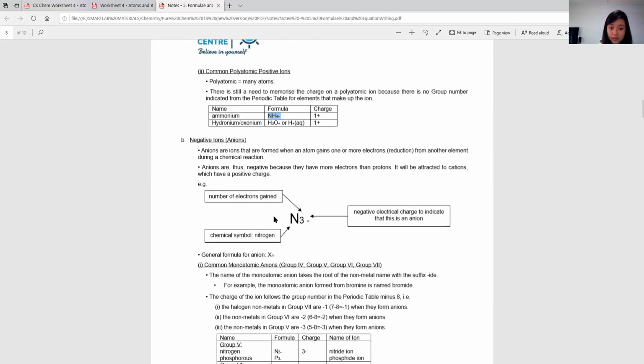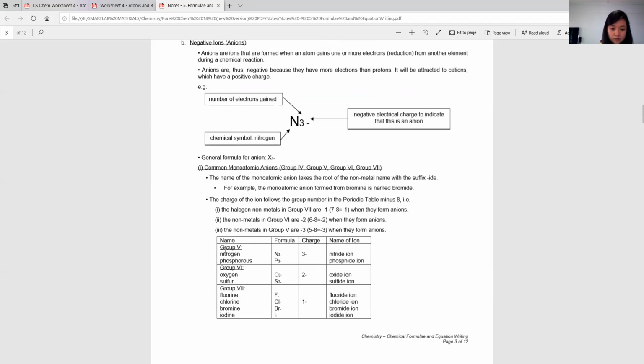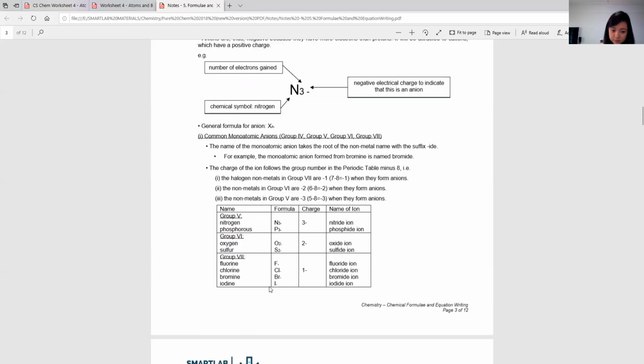If it's negative, same thing. Group 5 will give you the 3- charge, because group 5 already has 5 outermost electrons, they'll just take in 3. So 3-. Then group 6 is a 2-. Group 7 is a 1-.